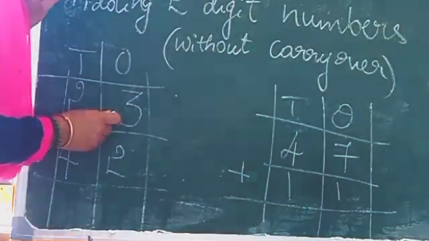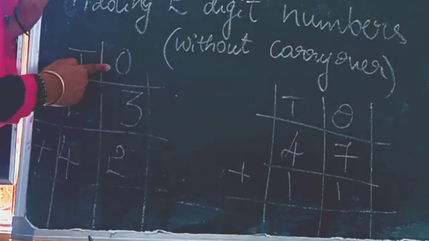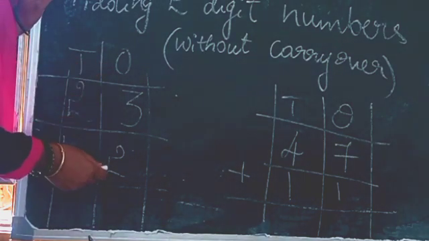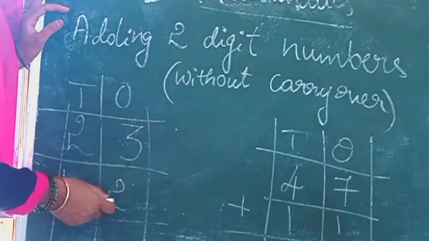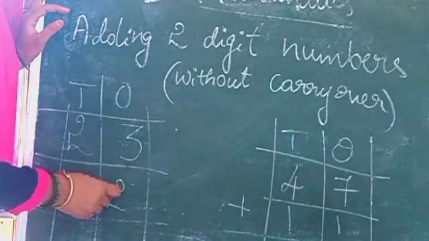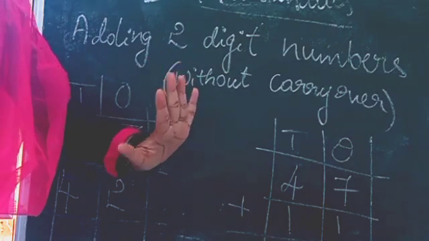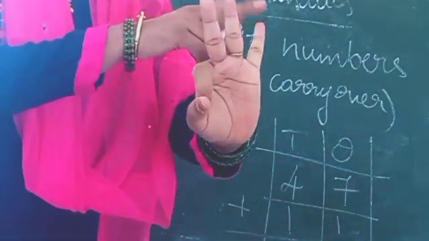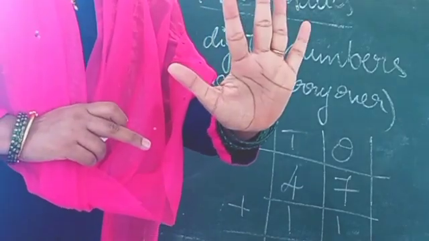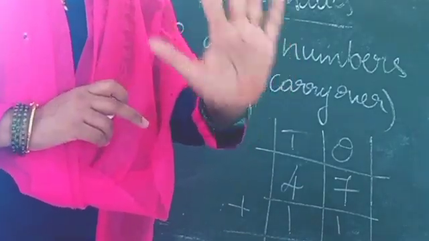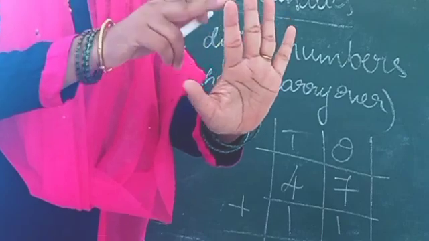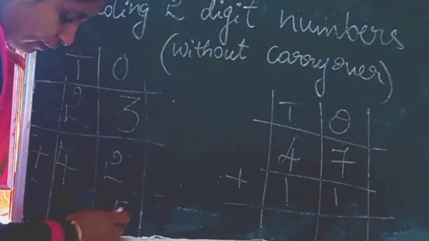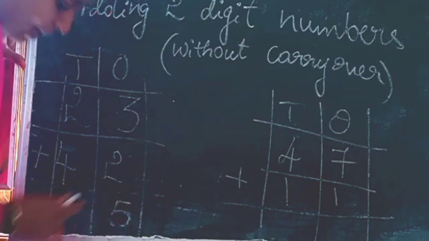Okay? 3 plus 2. Here, in one's place you are having 3 and 2. So, we need to add these 2 numbers first. 3 plus 2 is equal to 5. 1, 2, 3, 4, 5. 3 plus 2 is equal to 5.